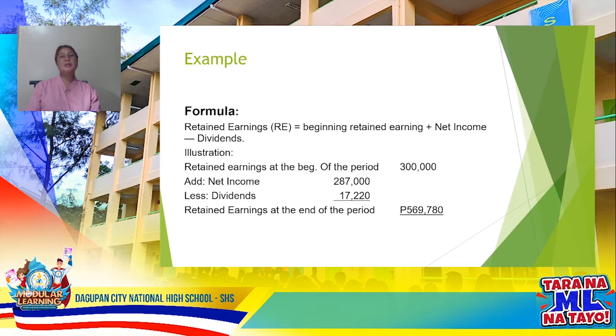So, using the formula of the retained earnings, we're now going to add the net income of 287,000 pesos to the retained earnings at the beginning of the period, which is 300,000 pesos. And then, we're going to deduct the dividends, which is 17,220 pesos. The total retained earnings at the end of the period is equal to 569,780 pesos.